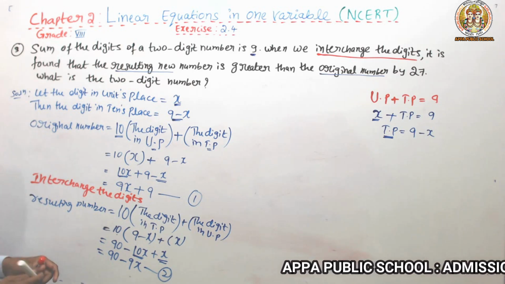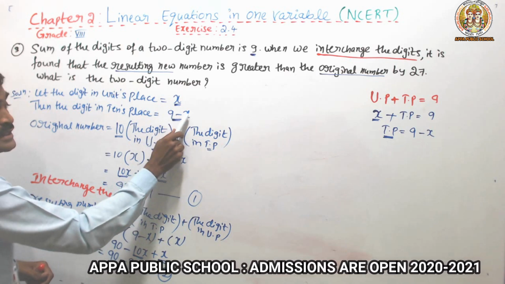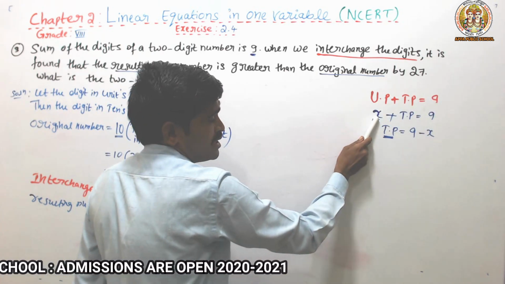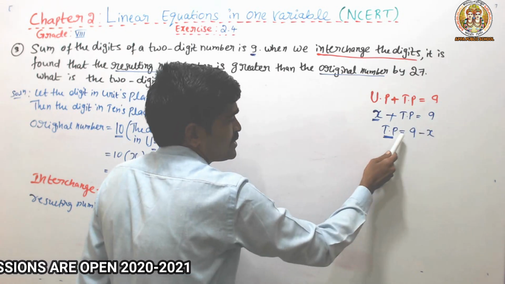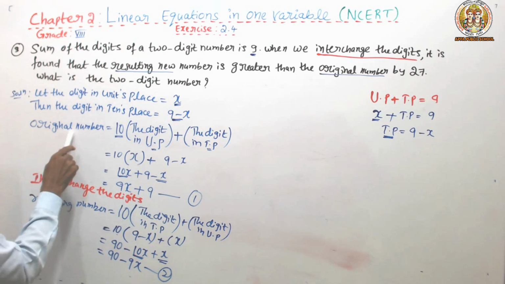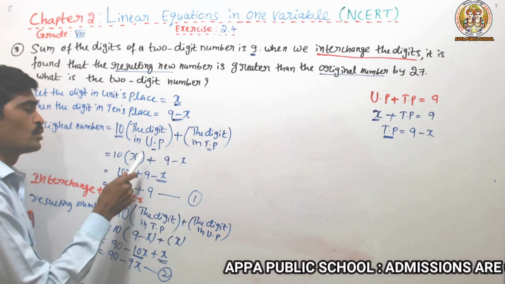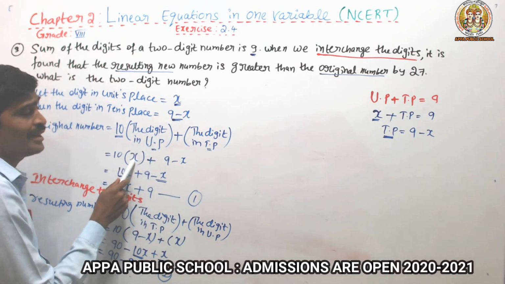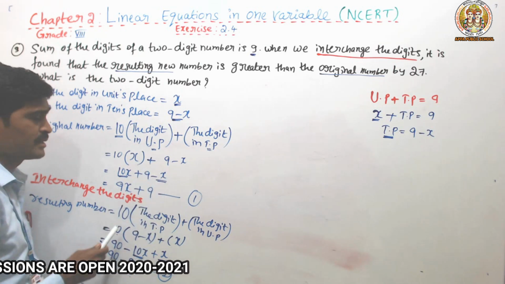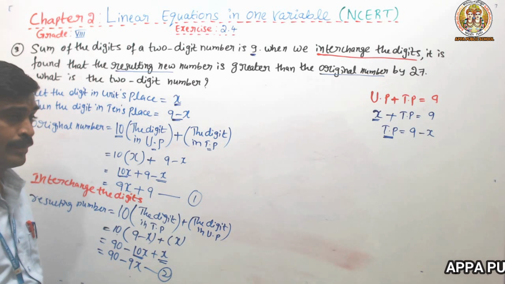I repeat, let the digit in unit place be x, the digit in 10 place be 9 minus x. Why we take 9 minus x? UP plus TP is equal to 9. X keep as it is, TP is equal to 9 minus x. This 9 minus x I replace here. Original number is equal to 10 into the digit in UP plus the digit in TP. So UP means x value here, TP means 9 minus x. Multiply 10 into x, 10x plus 9 minus x. 10x minus x should be 9x plus 9, equation number 1.